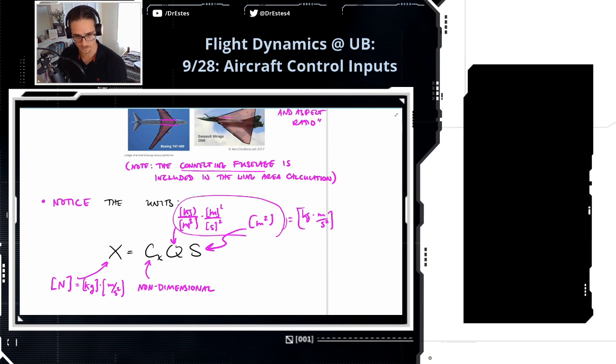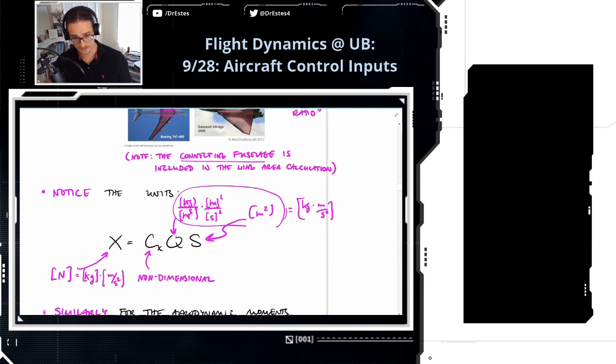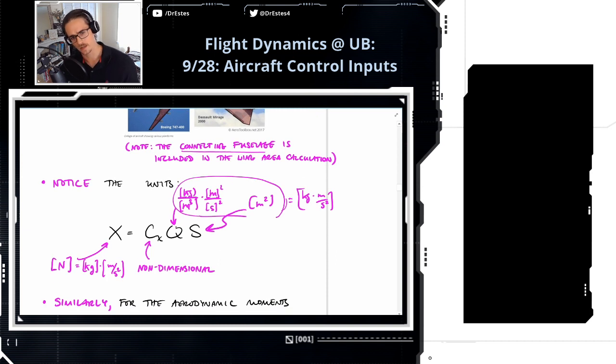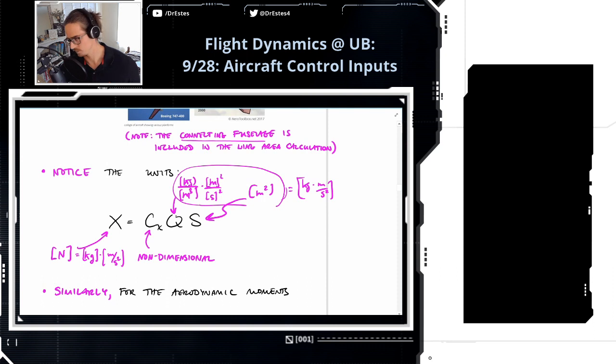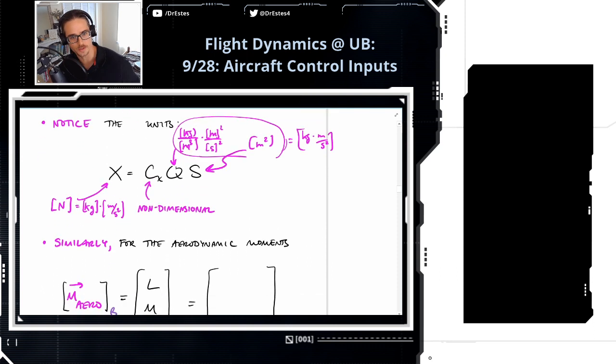Cx is indeed non-dimensional. And this may seem basic, but a lot of people get tripped up by this. I tricked myself the other day. I was like, how can this coefficient be non-dimensional? The units aren't working out. And I was just having a brain fart. So it's good to just go through it and confirm it.